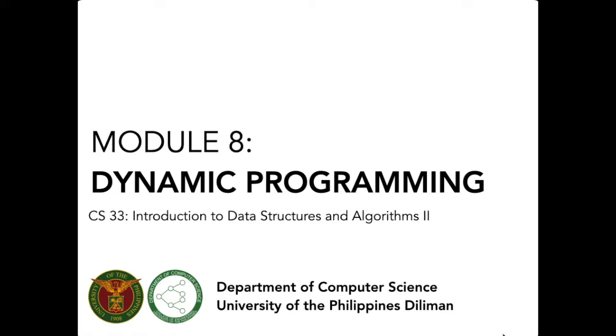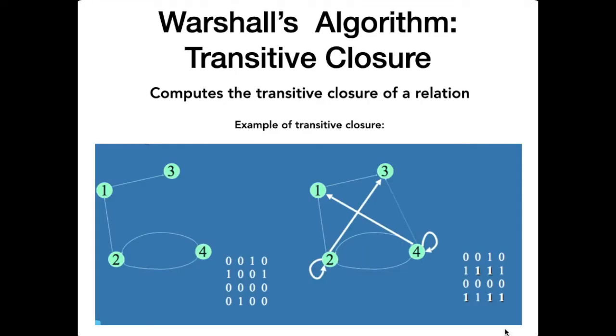And welcome back. This video is for our dynamic programming solution to the transitive closure problem. The name of our dynamic programming approach is Warshall's algorithm. The problem is to get the transitive closure given an adjacency matrix of a directed graph.